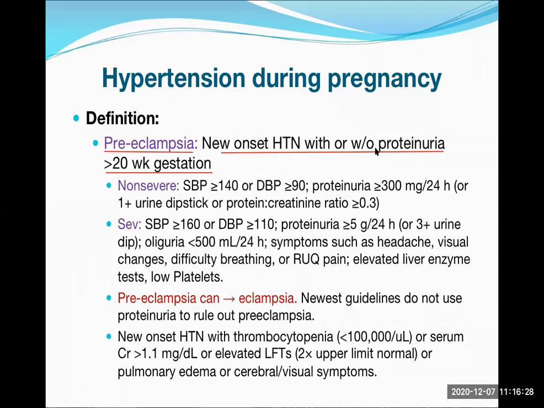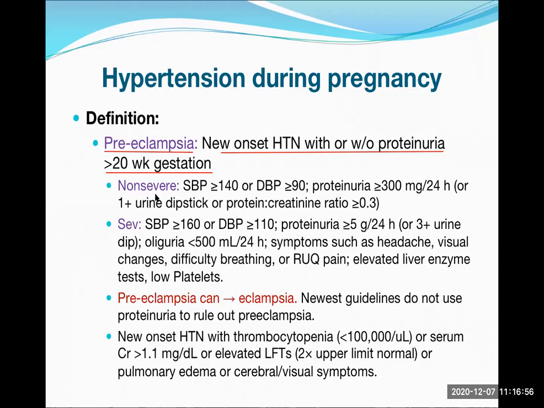Now, don't get confused here. It is written without proteinuria. Some of the textbooks, some of the authors, or some of the obstetricians believe preeclampsia can occur even without proteinuria if there are some other symptoms. So when we go through this slide, it will be very clear to you. Okay, this is definitely new onset hypertension. The lady usually develops hypertension after 20 weeks of gestation.